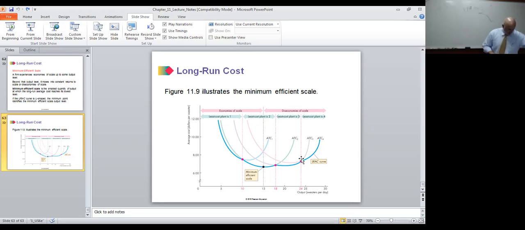Now, if you were asked what a firm's minimum efficient scale is, I'll state it differently. Minimum efficient scale is the lowest scale necessary for a firm to achieve economies of scale and to operate efficiently and competitively inside the industry.